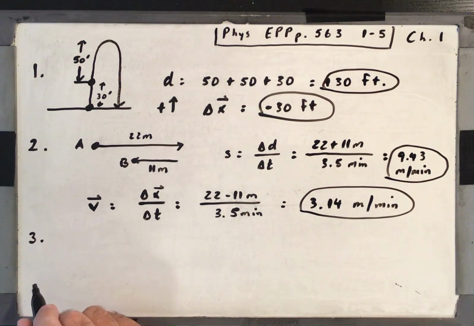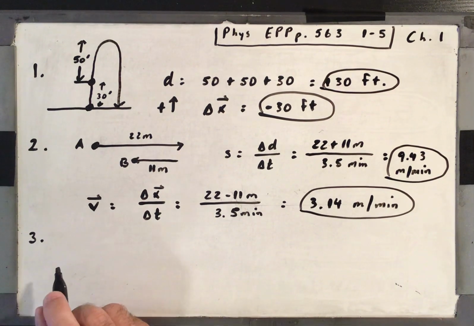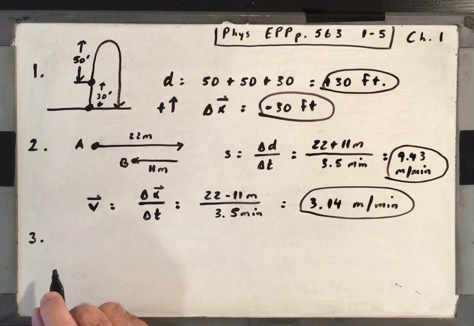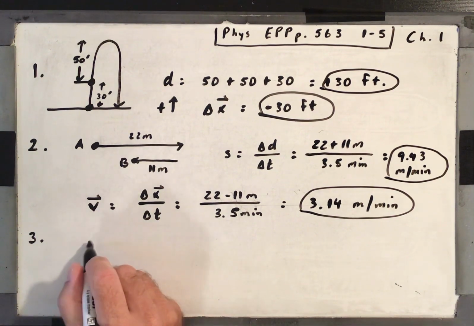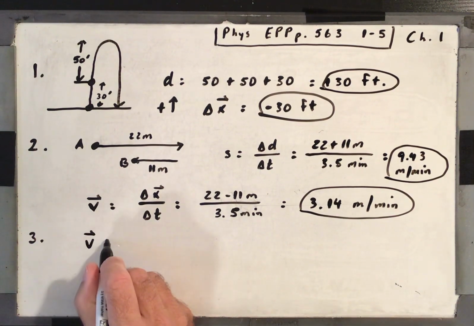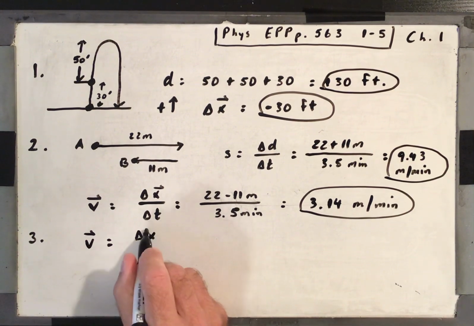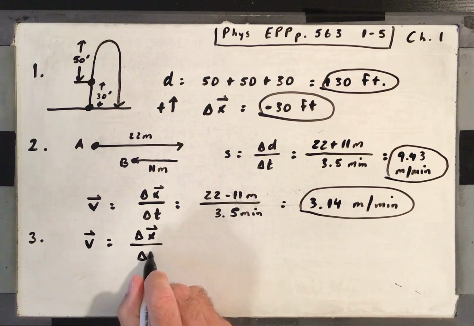All right, number 3 says a runner's average velocity over a race of 600 meters is 0.61 meters a second. Since the race was run on an oval track, the displacement is 62 meters. How much time did it take the runner to run the race? Okay, well, we're not really worried about distance because we only care about displacement. And you know that velocity is change in displacement over change in time.